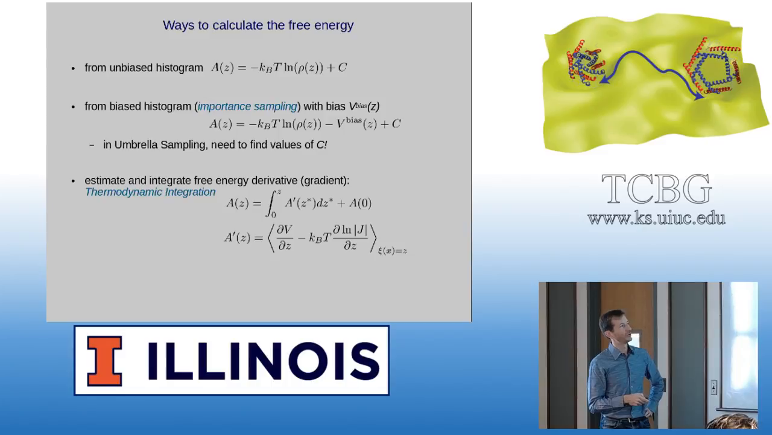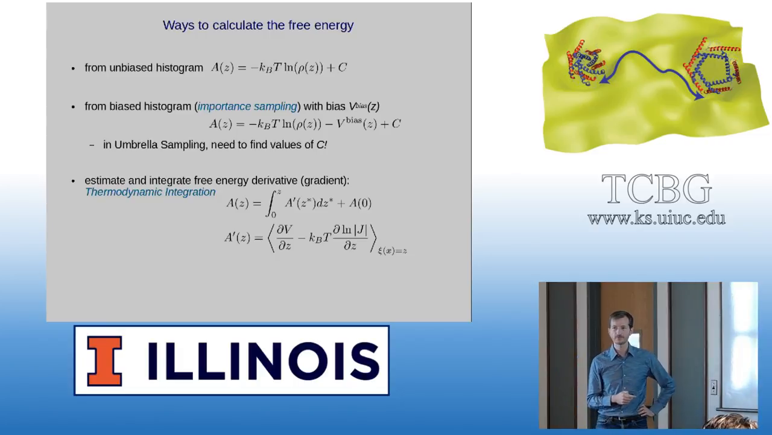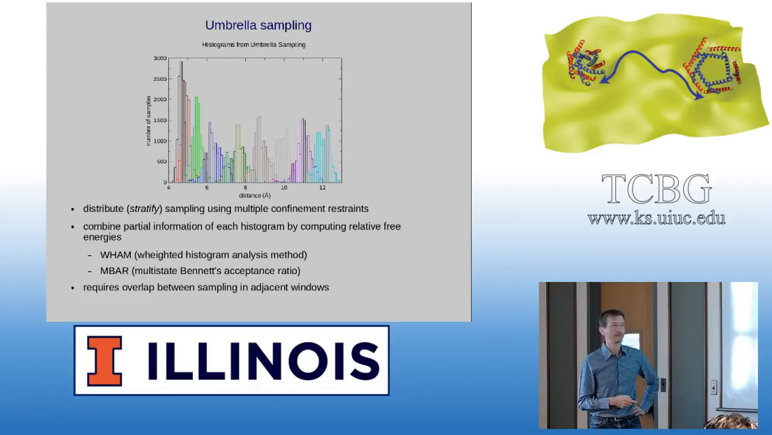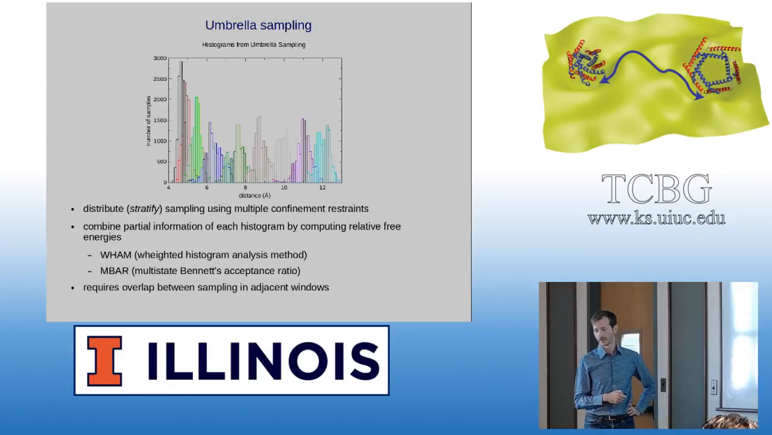And then one way to estimate this derivative would be this formula, which will show up a bit later. So let's take the first example of these ways to enhance sampling. Umbrella sampling will use a number of little confinement restraints along the way to distribute the sampling more or less evenly.